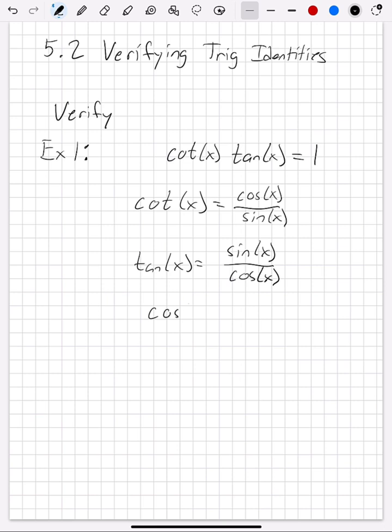So cosine of x over sine of x times sine of x over cosine of x equals 1. Cosine divided by cosine is 1. Sine divided by sine is 1. So 1 does equal 1. And so it is verified. Okay.